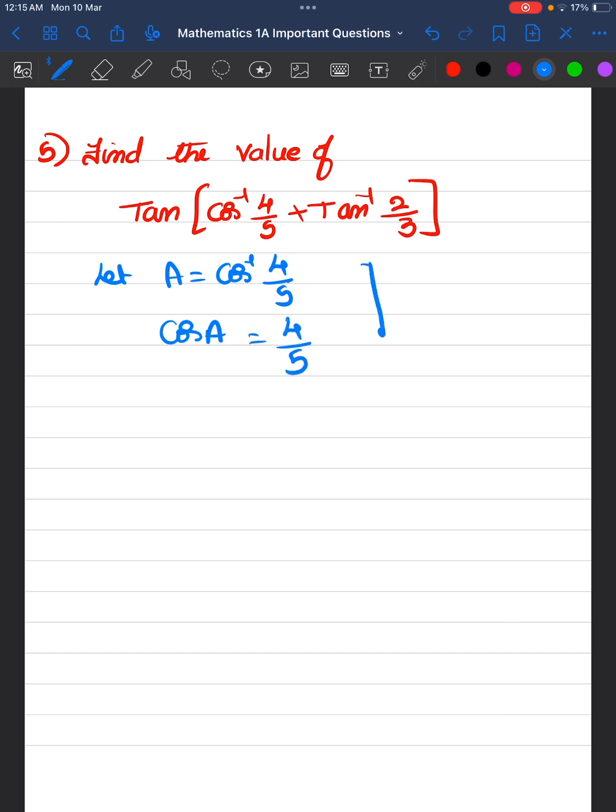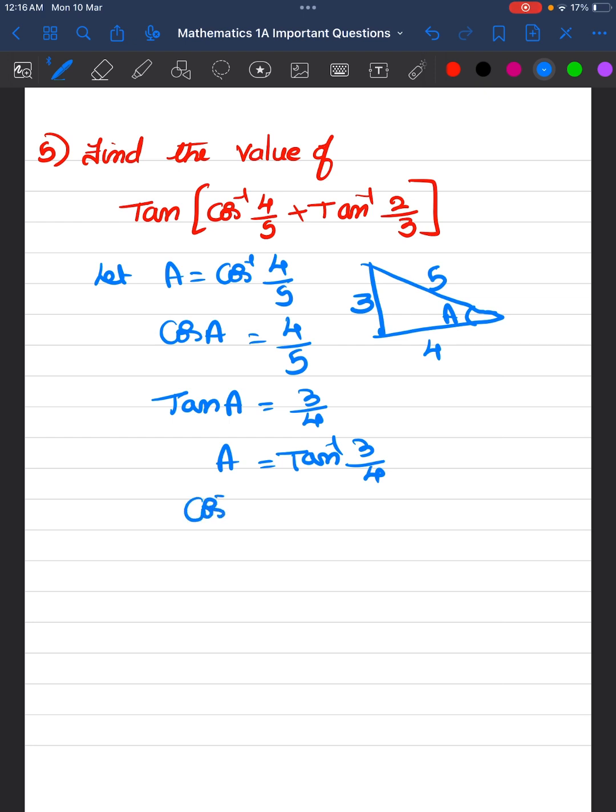If I construct a right angle triangle and mention the angle as A, cos A means adjacent side by hypotenuse. So what happens to the opposite side? That is hypotenuse square minus adjacent side square. So 5 square minus 4 square, 25 minus 16, that is 9. So square root of 9 is 3. So opposite side will become 3. So tan A we can write as 3 by 4. So A is tan inverse 3 by 4. What is A? Cos inverse 4 by 5. So cos inverse 4 by 5 also can be written as tan inverse 3 by 4.